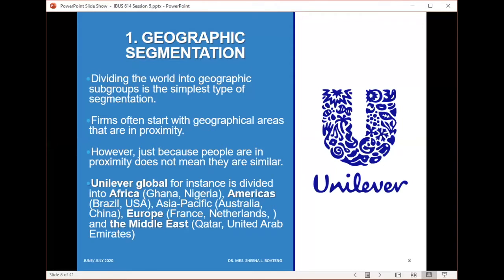I think there are a number of multinationals. Yeah, Nestle does the same thing. Okay, so what geographic segments do you have? Is it similar to Unilever's? Yes, it's similar. Okay, so you also have the Africa. Yeah, the Africa, AOA, the Europe.